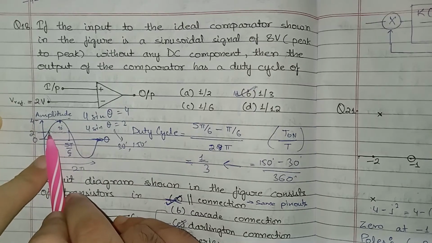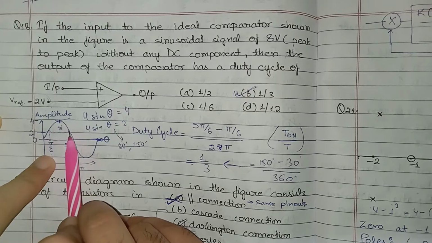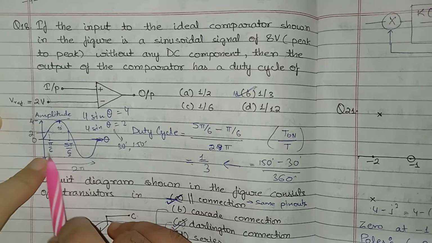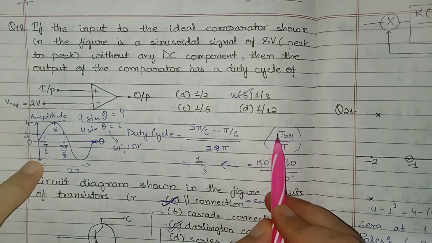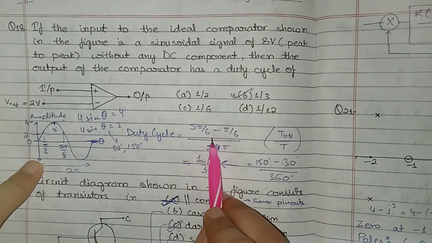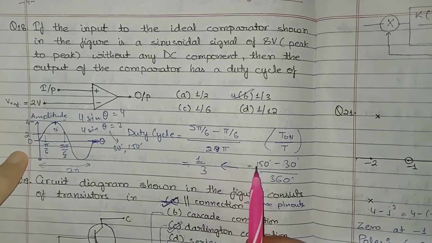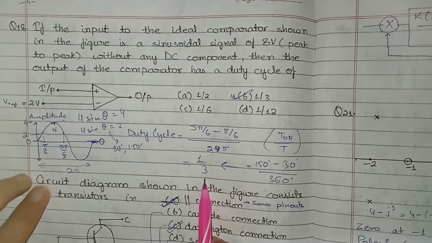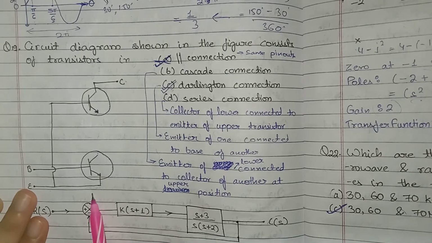So it would remain on for this period, from pi by 6 till 5 pi by 6. So duty cycle, which is equal to the time period for which the circuit is on upon the total time, would be 5 pi by 6 minus pi by 6 upon total, which is 2 pi, and that is 1 by 3. It can also be seen as 150 minus 30 upon total 360. The answer would again be 1 by 3 only.